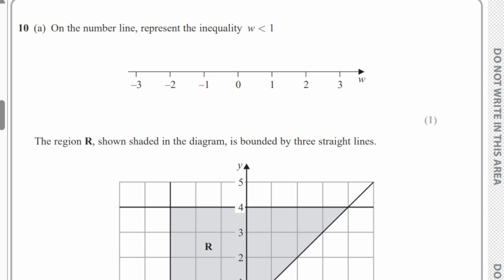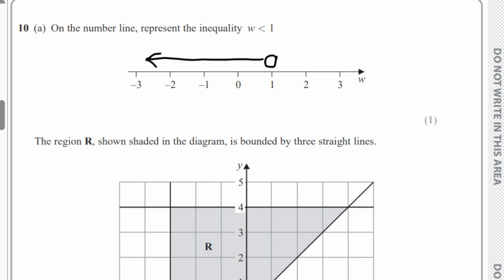Question 10 is 4 marks. The first part says, on the number line, represent the inequality w is less than 1. This is an easy peasy question. Where is 1? 1 is here, so we make a circle. Less than 1 is these numbers, the ones going to the left. That's your answer. This is 1 mark.